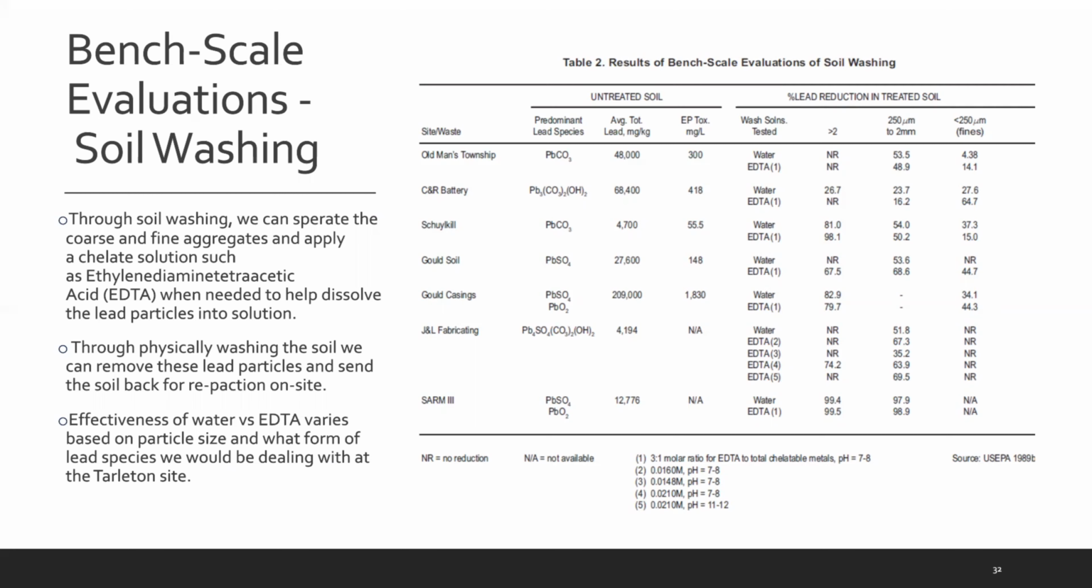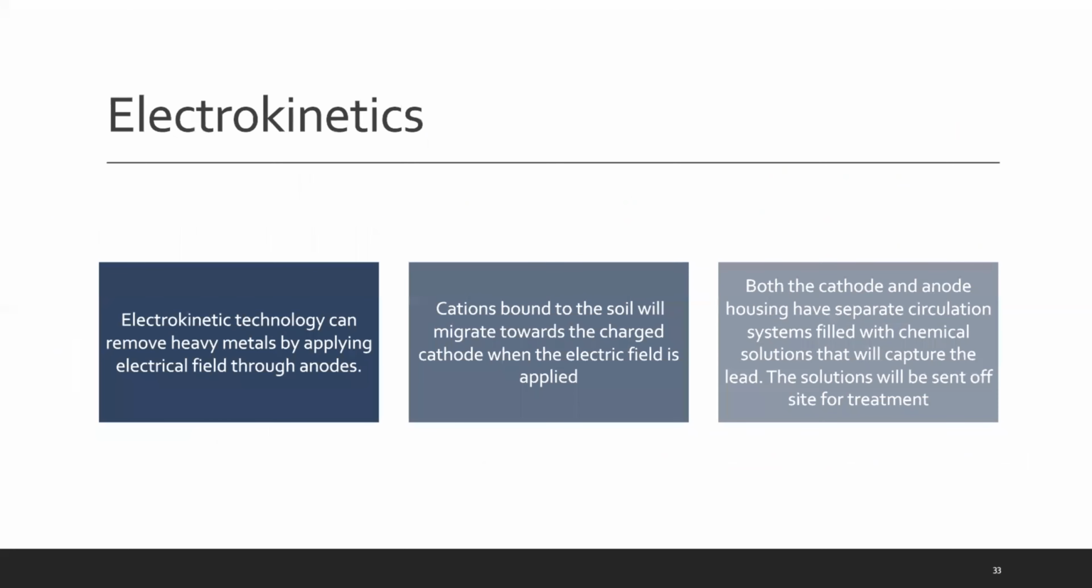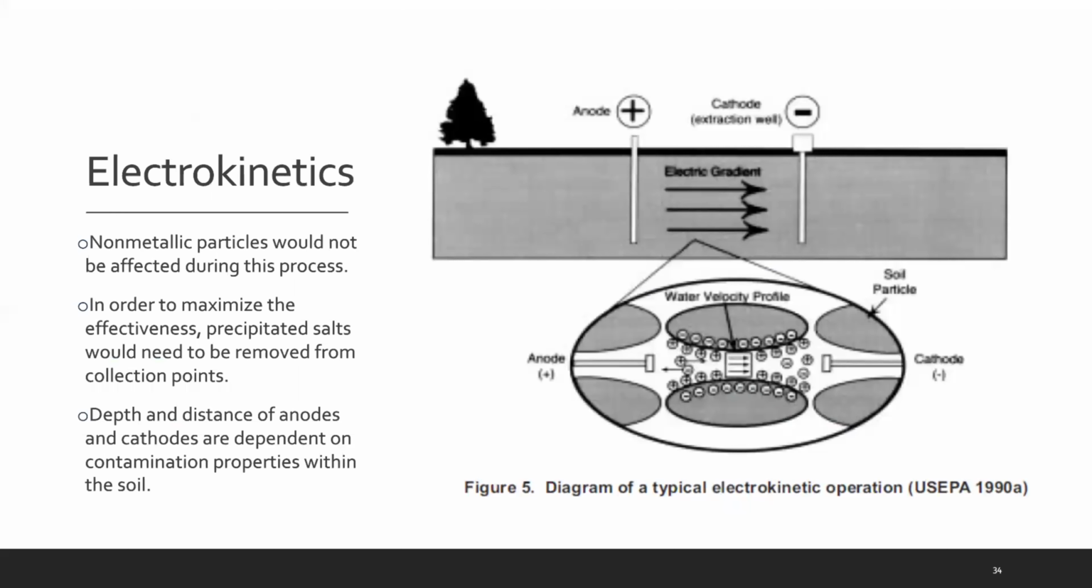Electrokinetics will be able to remove heavy metals by applying an electric field through anodes, and then the cations that are bound to the soil will migrate towards the charged cathode. From there, we have separate circulation systems filled with chemical solutions that will capture the lead. Then we can send those chemical solutions off site for treatment. With electrokinetics, we wouldn't have to worry about any non-metallic particles being affected. But the other thing is that the cathode and anode distances will depend on the contamination properties within the soil.